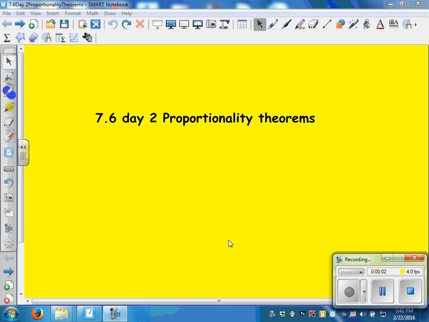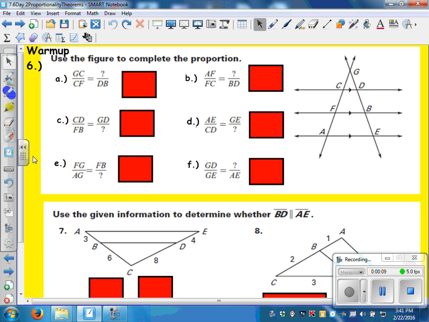Good morning. This lesson is 7.6, Day 2, Proportionality Theorems. During the beginning of this lesson, there will be a warm-up that covers numbers 6 through 14. Please pause the video and work out the problems. When you're finished, check with your neighbors and check these answers online.